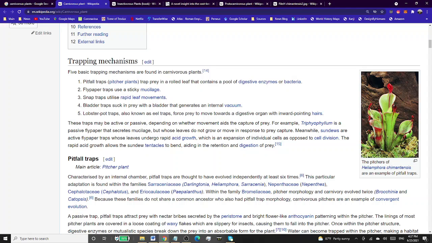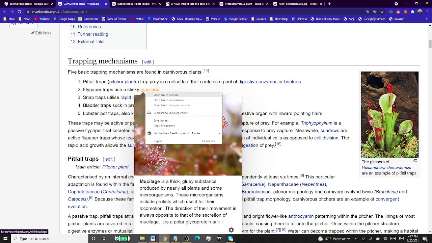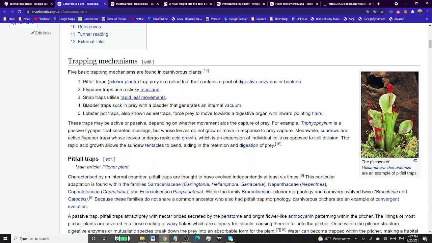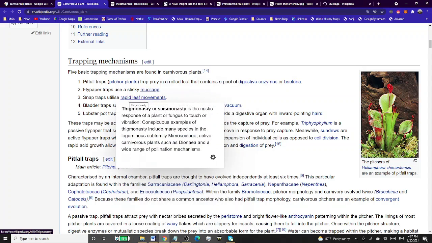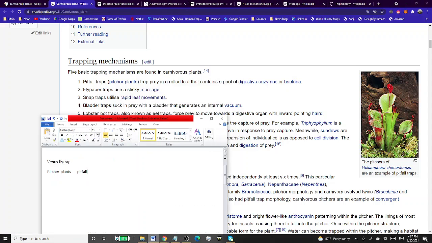These, we have fly paper traps with a sticky mucilage. Always mucus. It's always mucus. We're going to talk about those as well in a second. These guys are very famous. We have snap ones using the rapid leaf movement. This is Thigmonasty or Seismonasty. That's going to be the Venus flytraps, but let's see. Let's put these down here.